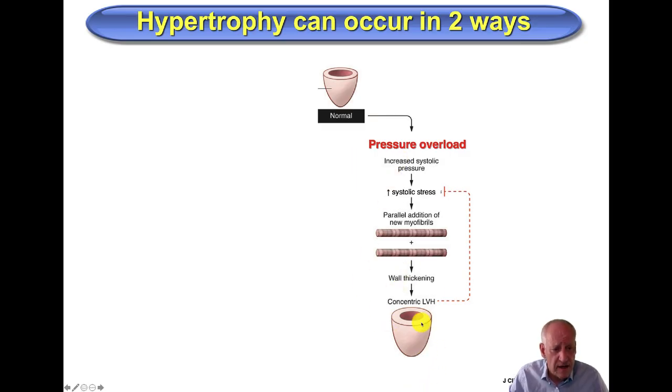Concentric hypertrophy, as we've seen, is primarily driven by chronic pressure overload, afterload stress, as would be seen in hypertension or aortic stenosis. This chronic elevated systolic stress promotes the addition of new myofibrils arranged in parallel, and this adds to the thickness of the ventricular wall and produces a concentric form of hypertrophy.